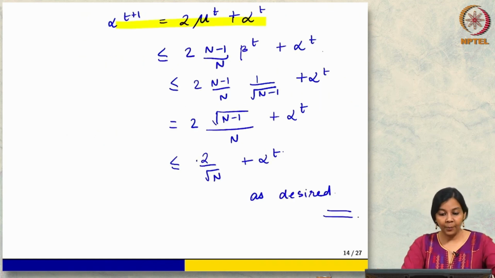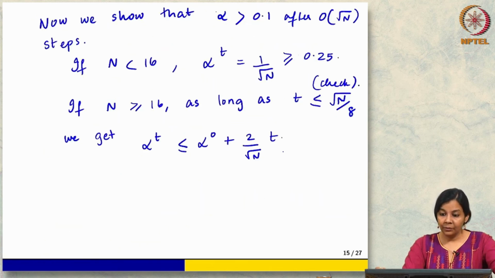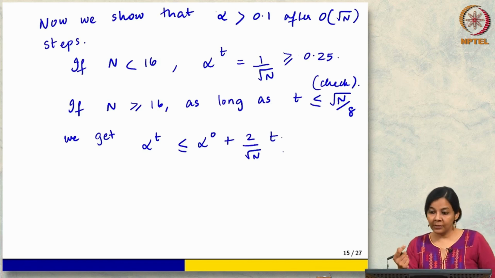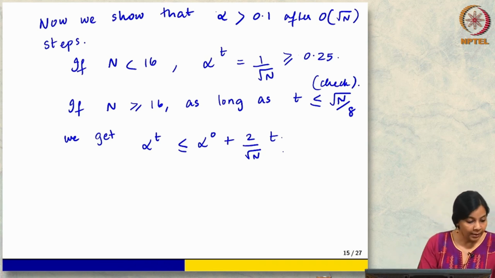So, look at the propositions which we showed. Do you see why we get this? Okay. So, I am just applying the proposition again and again, right. I will apply it t times. So, I will get this. Good.